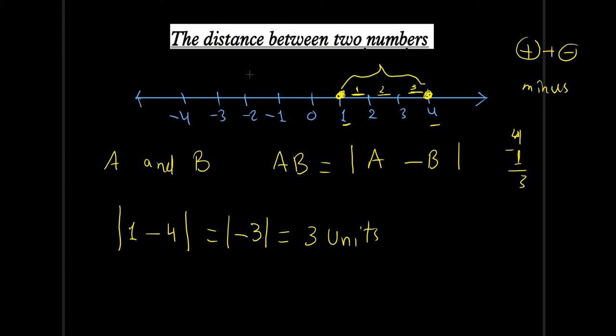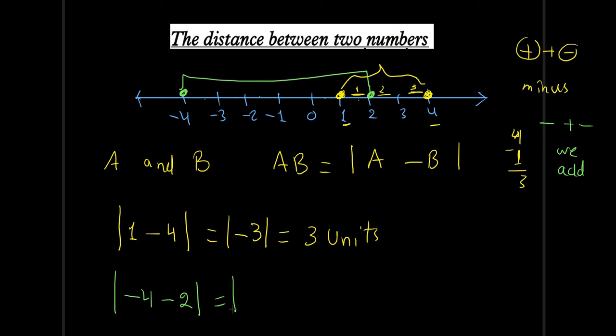And what about the distance between -4 and 2? We will do the same. We can count 1, 2, 3, 4, 5, 6 units. But we can also use the same method. We find the absolute value of -4 minus 2. If both are negative, negative plus negative, we add and put a negative sign. So we add 4 plus 2 equals 6, so -6. The absolute value of -6 equals 6. So we say 6 units. The distance between two numbers is how many units between them.